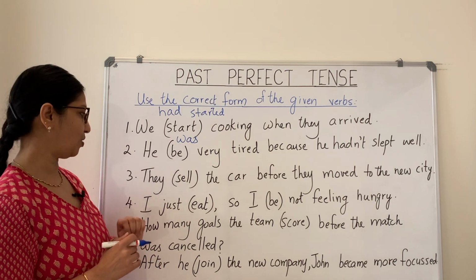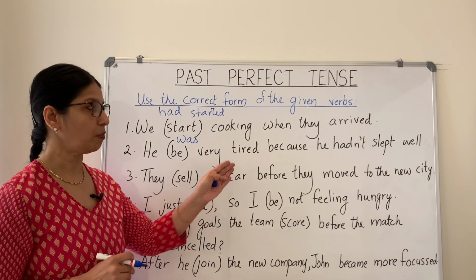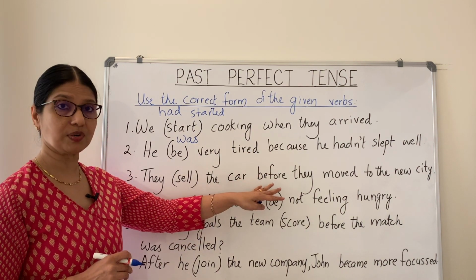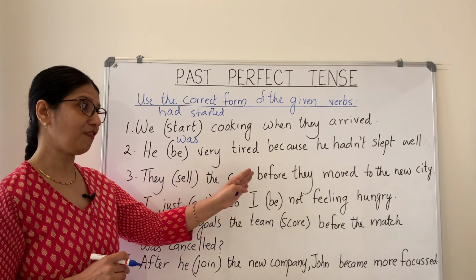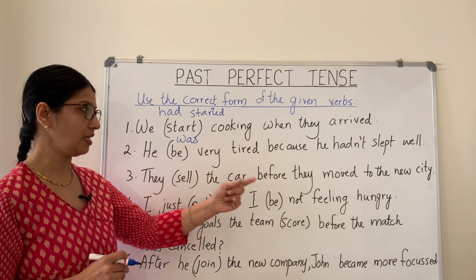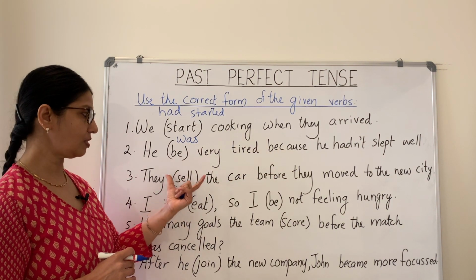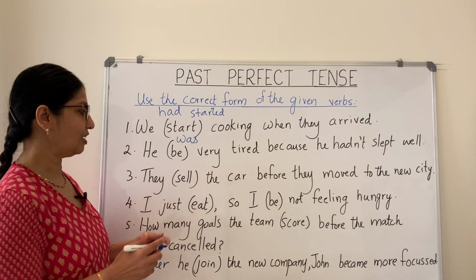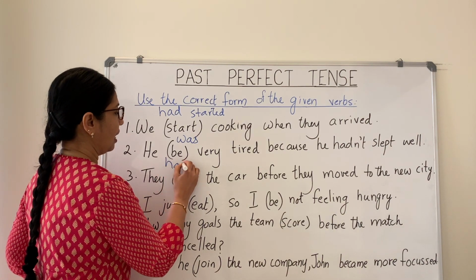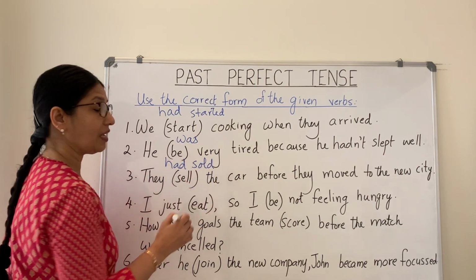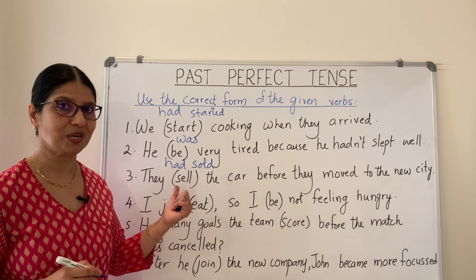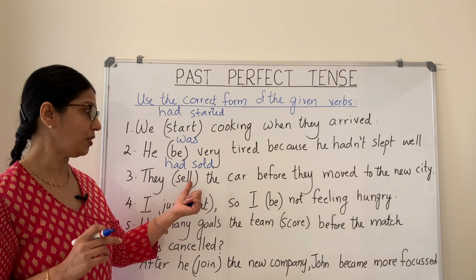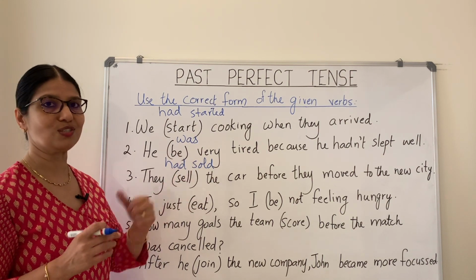Now moving on to the third one. They sell the car before they moved to the new city. In this case, the key word is before. And before they moved to the new city, this took place. So this is the first action. So definitely I have to use here the past perfect tense. So this will become they had sold. Keep in mind that sell is an irregular verb. So the past participle form is not just ed added to the verb. It is another word that is sold.